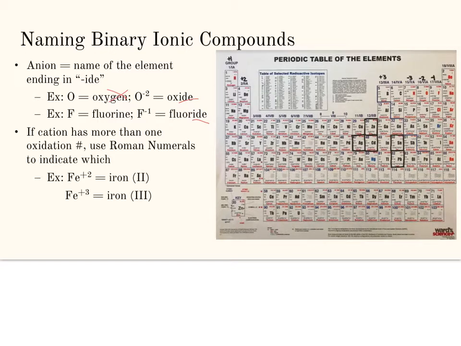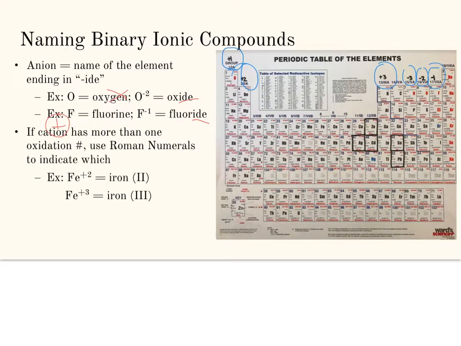Now the only time this can get a little tricky is if we're talking about a cation, our positively charged ion, that has more than one oxidation number. If you recall, we talked about oxidation numbers in the last video when we wrote formulas, and we said elements in group 1 have an oxidation number of +1. Elements in group 2 are +2, group 3 are +3, and then we got into our -3, -2, -1 for groups 5, 6, and 7.